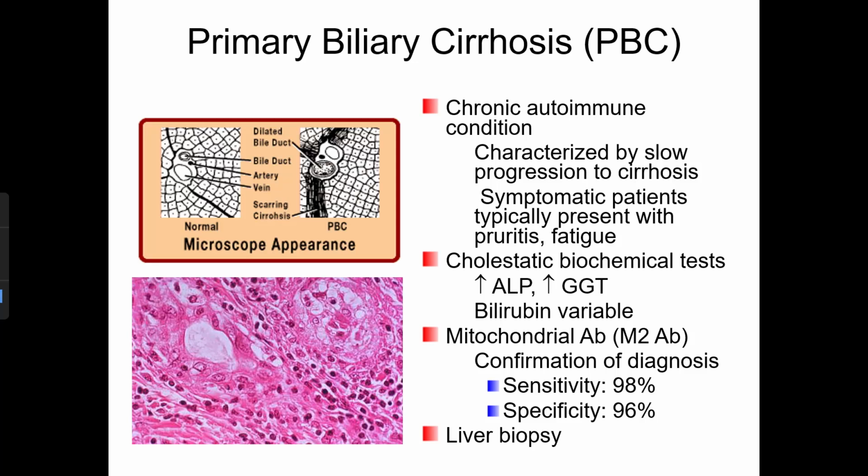Primary biliary cirrhosis is a chronic autoimmune condition that's characterized by slow progression to cirrhosis. Symptomatic patients typically present with pruritus and fatigue. Cholestatic biochemical tests: you'd see an elevated ALP and elevated GGT. Bilirubin is variable. There would be antimitochondrial antibodies, and that confirms the diagnosis with 98% sensitivity and 96% specificity. And then you perform a liver biopsy.